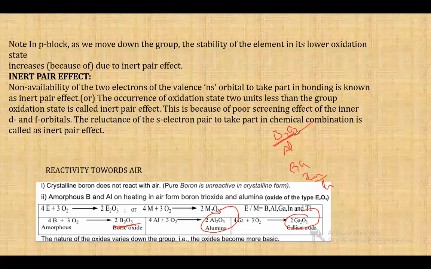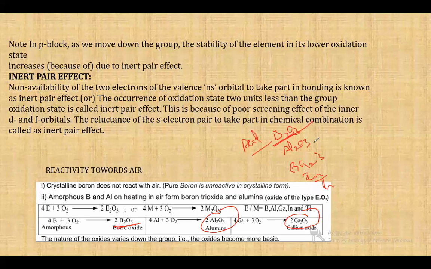Hey, what we discussed in the last class. Then you didn't listen properly, I think. B2O3 is acidic, not basic, Punit. B2O3 is acidic.